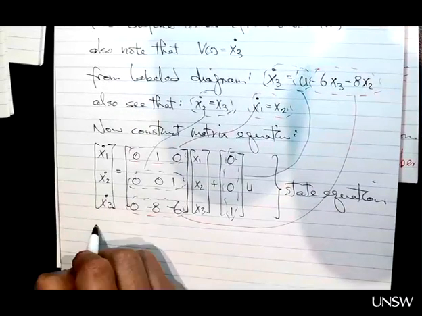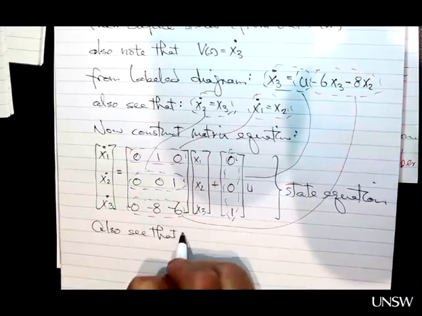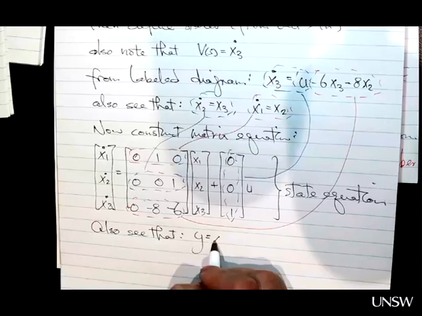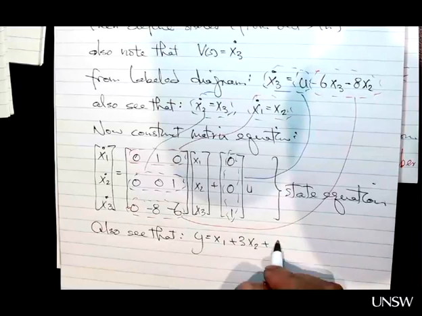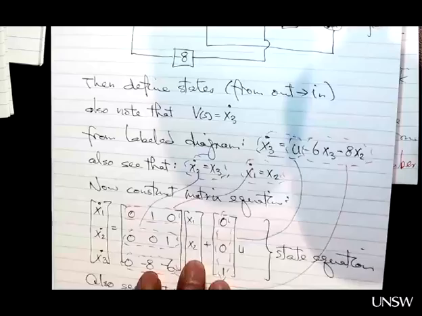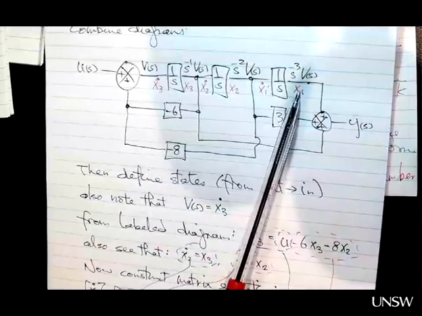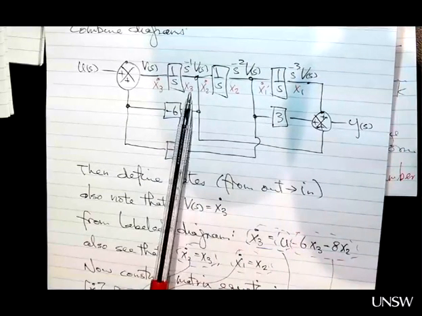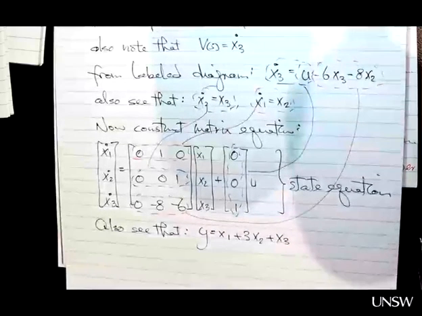And then we also see that y, the output, equals x1 plus 3x2 plus x3. So y is x1 multiplied with the scale factor of x2 and then also the x3. So we have this equation.